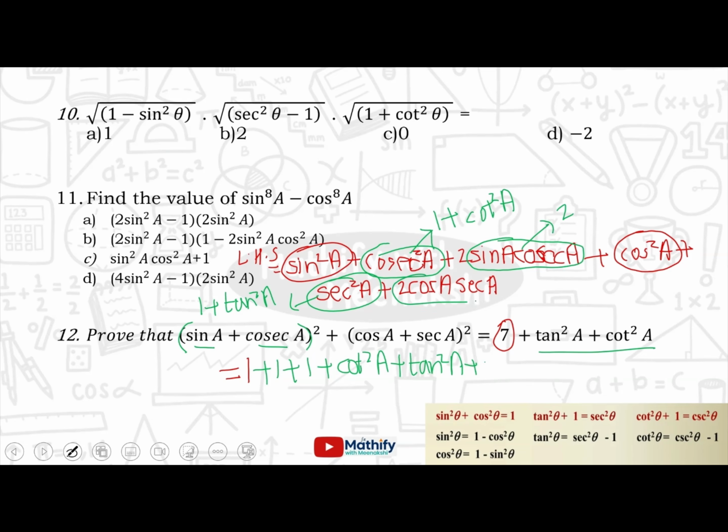Similarly, cos A and secant A, again they are reciprocal of each other. You will get 1, 2 into 1 is 2. So 2 plus 2, that's 4. Now, it's 1 plus 1 plus 1 plus 4, that is 7. 7 plus cot square A plus tan square A. So that's your RHS. So always focus on what we need in RHS, because if you don't need something, you have to replace that. Like here we don't need cosec square and secant square. That's why we convert that to tan and cot square. Let's move to the next question.